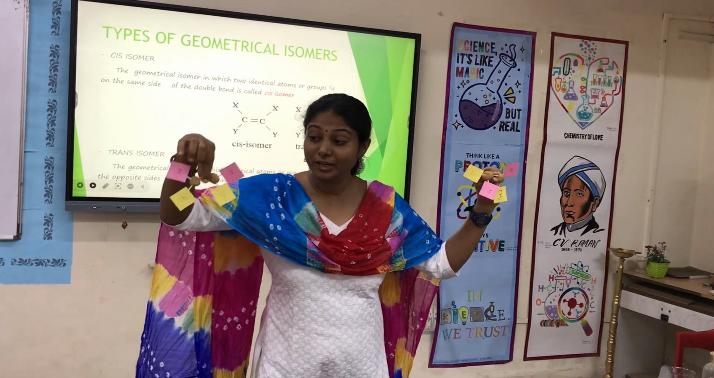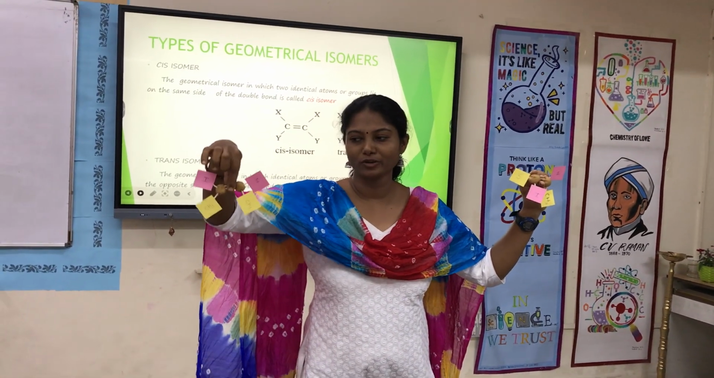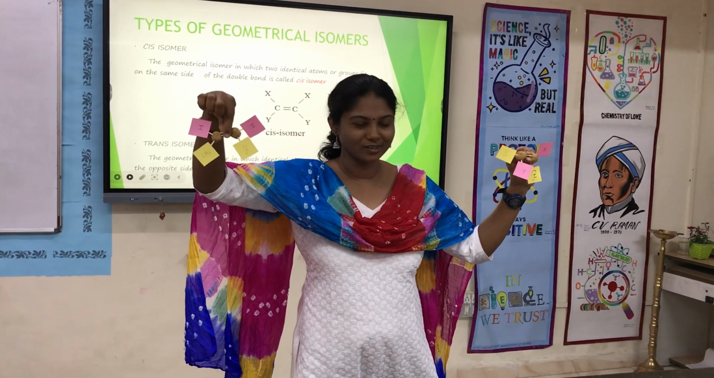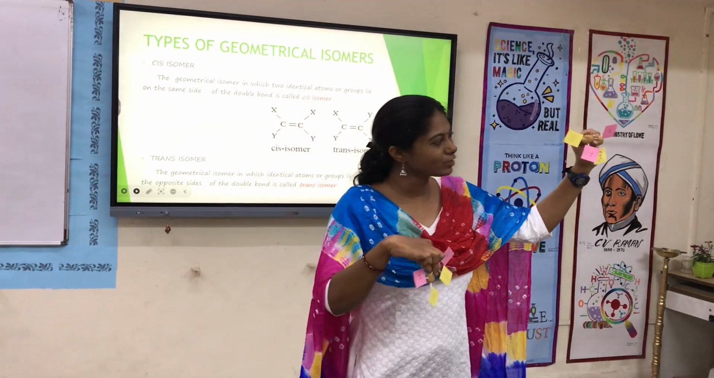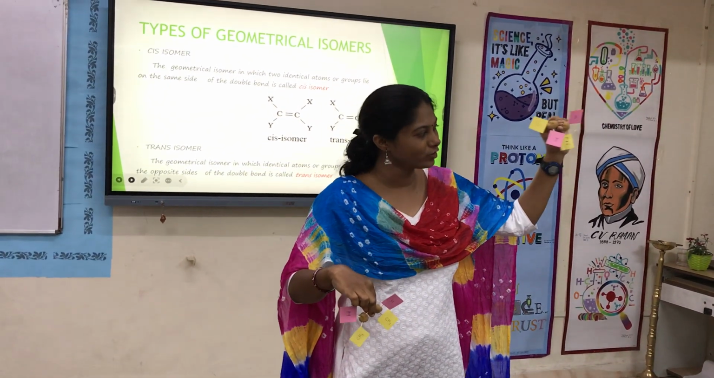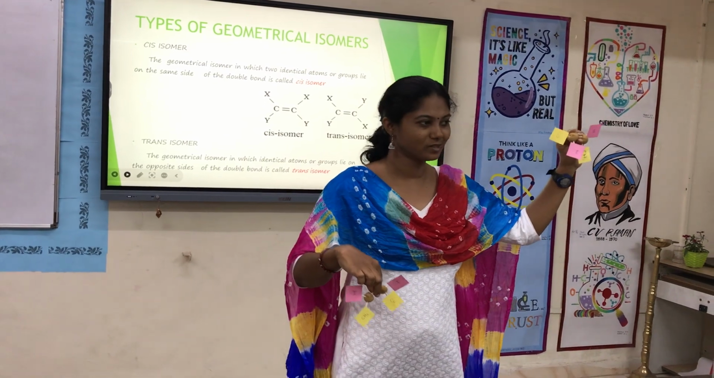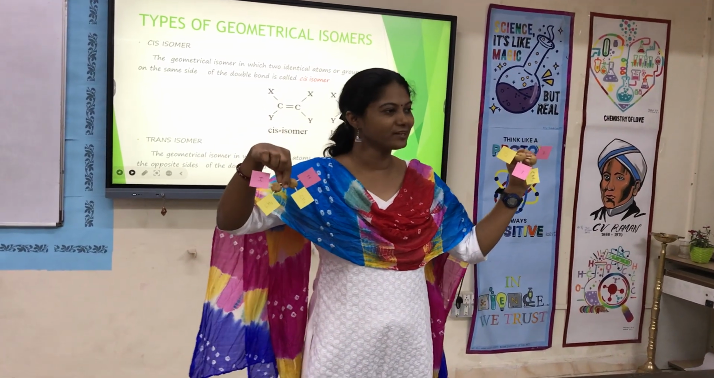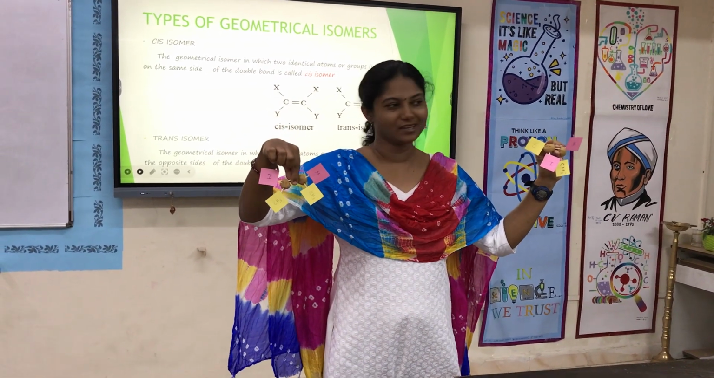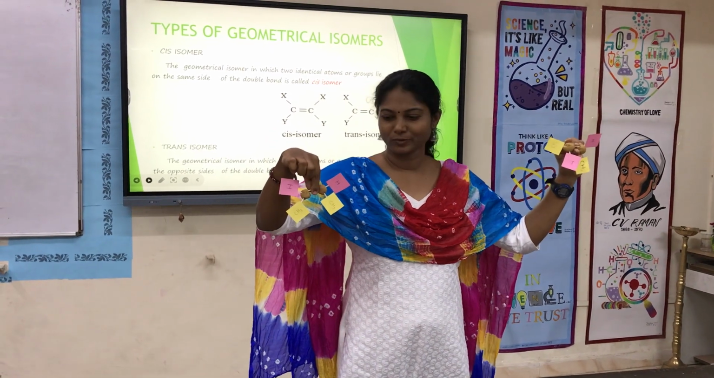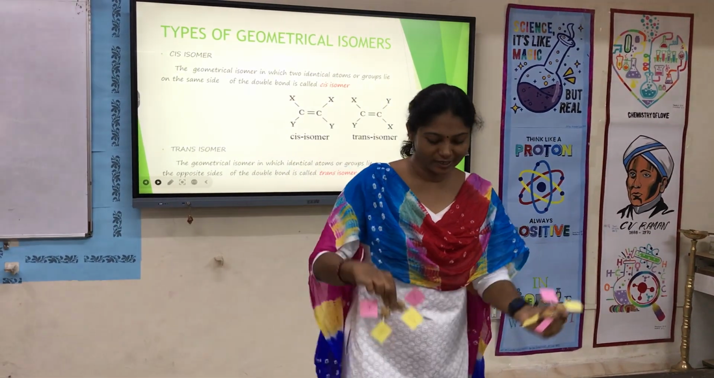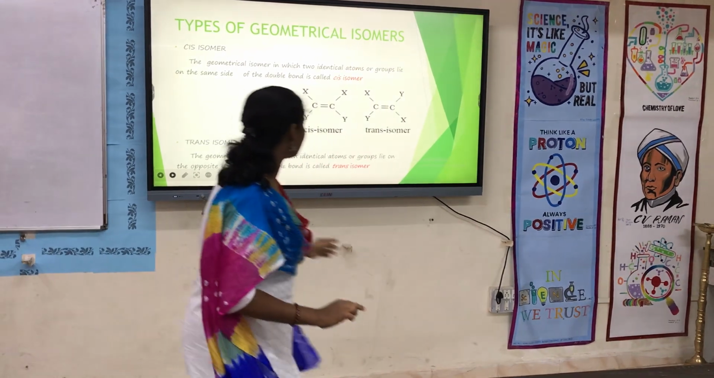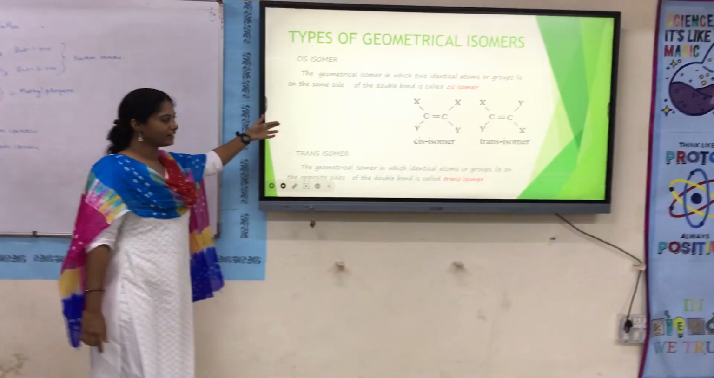When similar groups are on the same side of the double bond, it represents the cis isomer. And when the similar groups are on the opposite side of the double bond, it represents the trans isomer. So these two are the geometrical isomers of butene, cis isomer and trans isomer. Let us see the definition of geometrical isomerism.